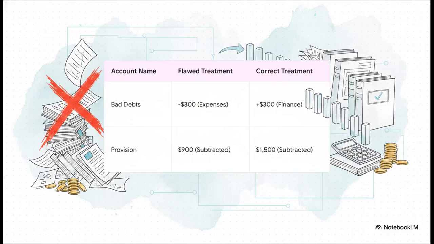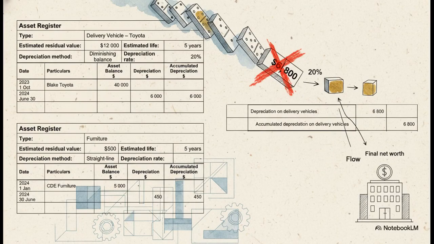Notice how easily we can map the flawed treatment against the correct treatment across the statements here. Once you know the junior bookkeeper messed up the provision for doubtful debts, you simply cross out their flawed numbers and drop your corrected, audited figures right into the expenses in the balance sheet. You're really just cleaning up the dominoes they knocked over. Let's move to the non-current assets bucket and see how this builds. The exact same domino effect applies here.